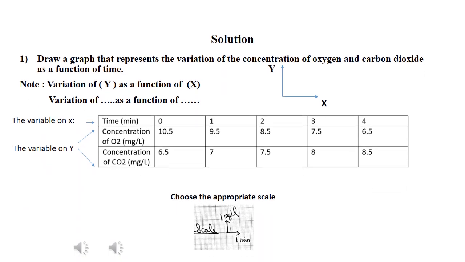After that, choose the scale on the y-axis. See the numbers: 10.5, 9.5, 8.5, 7.5, 6.5. The difference is 1. So you can take that every 1 centimeter or every 1 square on the y-axis represents 1 milligram per liter, because here we are talking about the concentrations. See the time: 0 minute, 1 minute, 2 minutes, 3 minutes, 4 minutes. So the difference is 1. You can choose that every 1 square or 1 centimeter on the x-axis represents 1 minute.